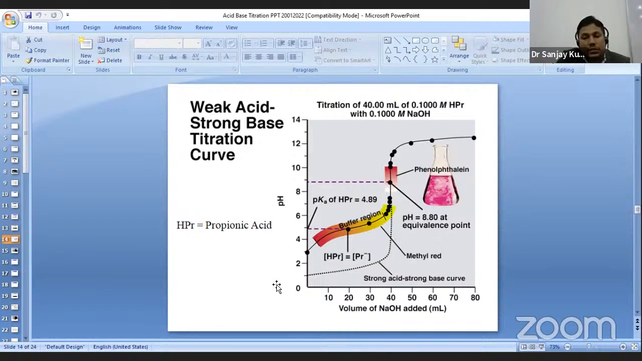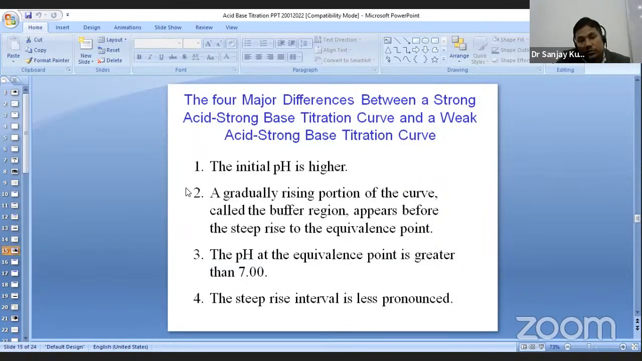See the equivalence point in a strong base versus strong acid titration gives pH 7, but here it gives 8.8 because the strong base is present, and so there will be a color change. Here you can see four major differences between a strong acid strong base titration curve and a weak acid strong base titration curve. What is the difference actually between these two titrations? These are the 3 to 4 points.